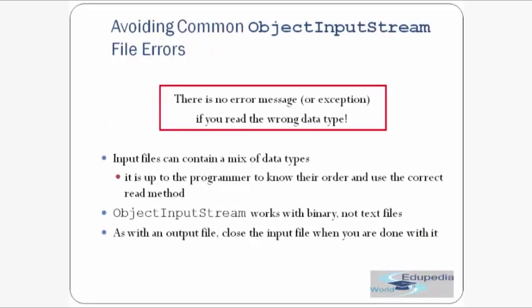Okay. After that, let's see how to avoid common ObjectInputStream file errors. There is no error message or exception if you read the wrong data type. So if you're trying to read a wrong data type, there won't be any error message or exception. Input files can contain a mix of data types. It is up to the programmer to know their order and use the correct read method. The ObjectInputStream works with binary, not text files. As with an output file, close the input file when you are done with it.